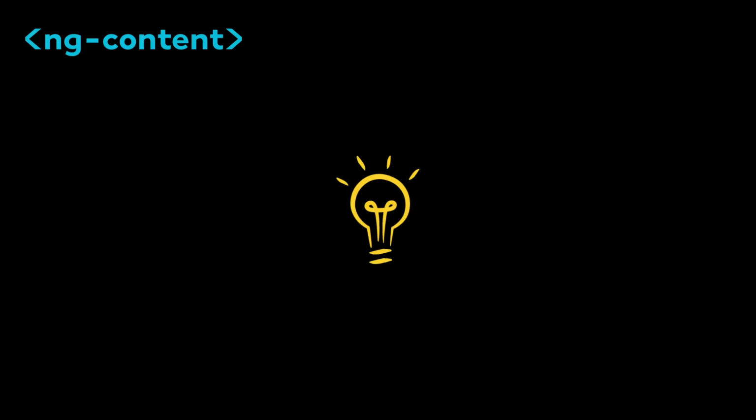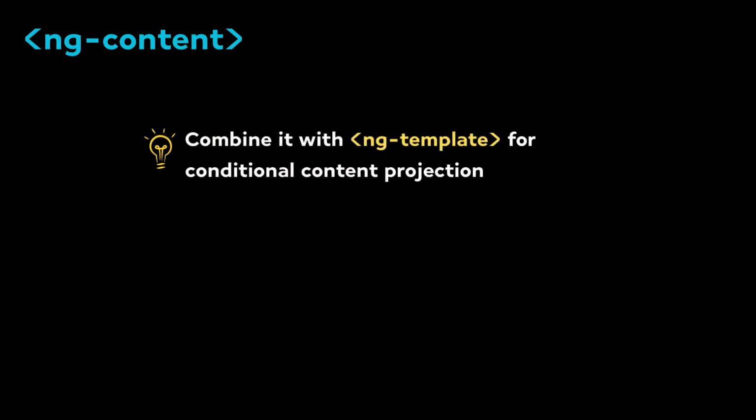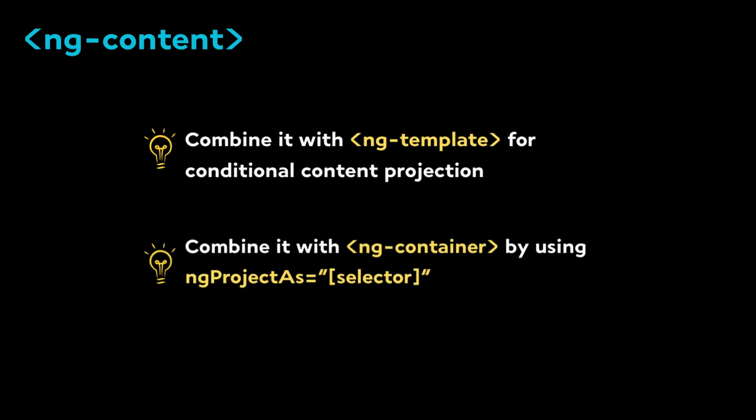The final thing I have to mention here is that we can combine ng-content with ng-template for conditional content projection, and we can combine it as well with ng-container. Even though the ng-container wrapper is not rendered in the DOM, we can still use it with ng-content thanks to the ngProjectAs directive. Isn't it awesome what we can do inside an Angular HTML template? Well, that's not all.